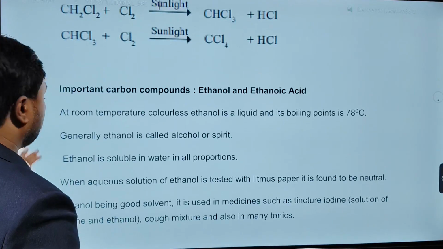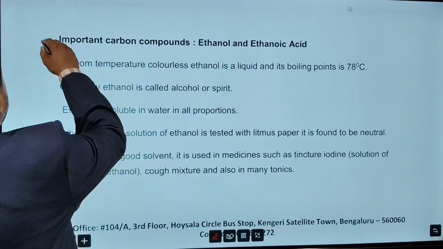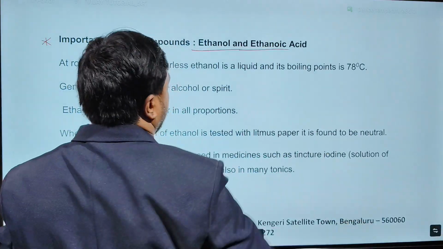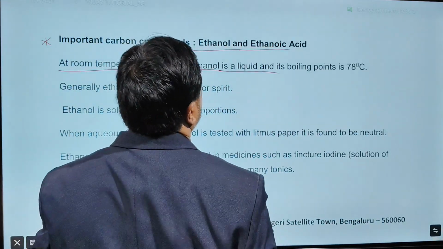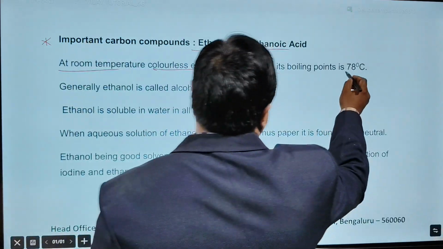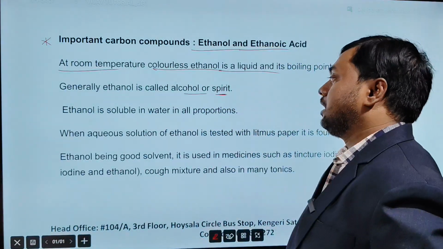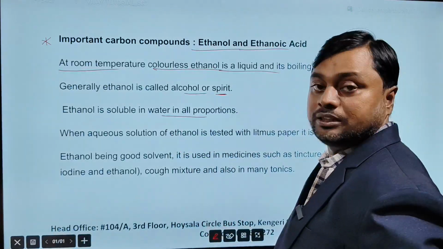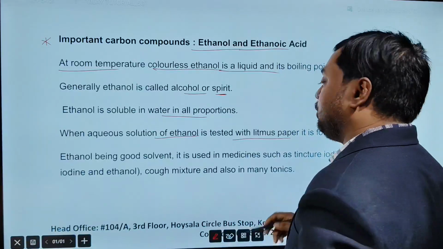Next we have two important compounds in our syllabus, that is ethanol and ethanoic acid. Ethanol at room temperature is a colorless liquid and its boiling point is 78 degrees Celsius. Generally ethanol is called alcohol spirit. Ethanol is soluble in water. When an aqueous solution of ethanol is tested with litmus paper, it is found to be neutral.